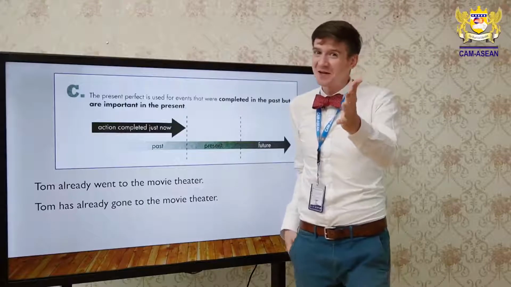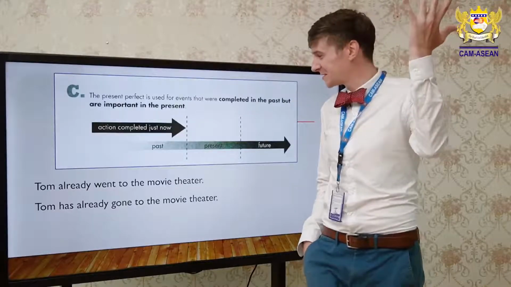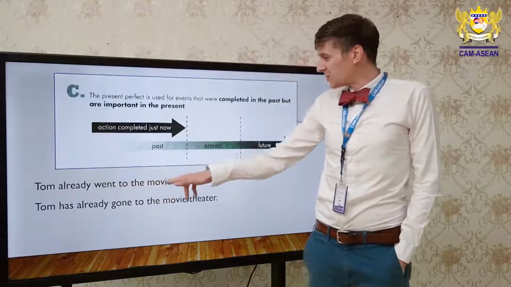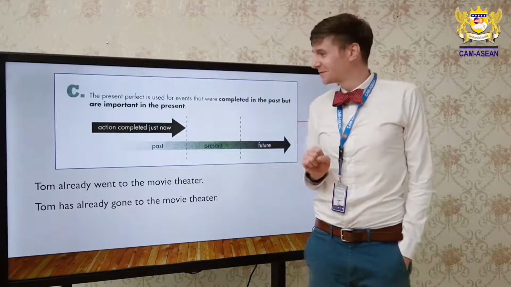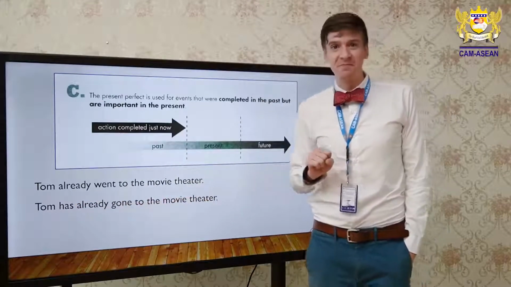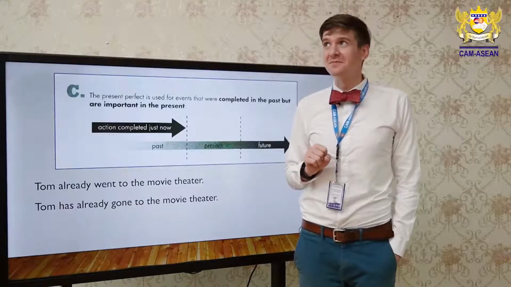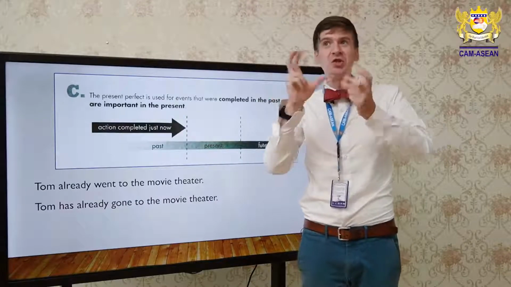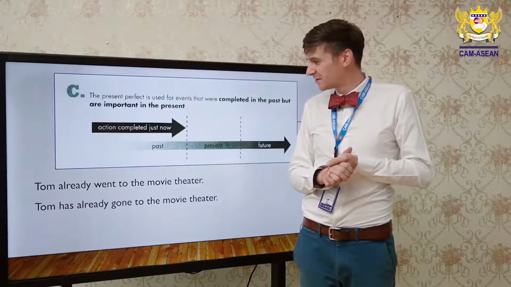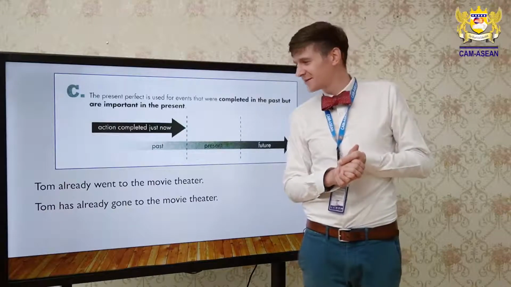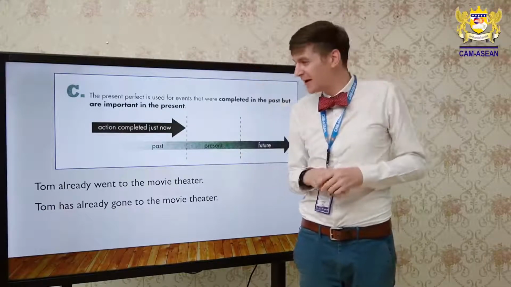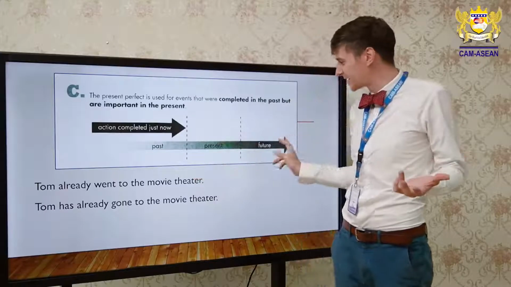Let's take a look and see what this is. Tom already went to the movie theater. Tom has already gone to the movie theater. Well, we could look at this in two ways. We could find out which one has that have verb in it. The has or the have verb. And it's the bottom one, you guys. It's the bottom sentence.